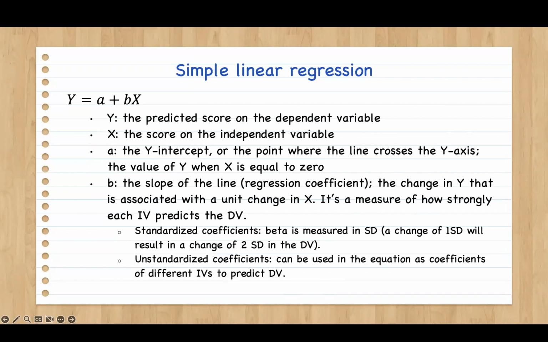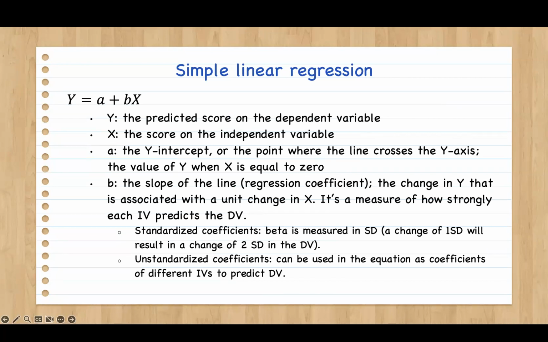So mathematically, the line is described with an equation for a straight line. This slide is super important. It is the mathematical basis for learning linear regression. So the requirement is to remember the meaning of these letters. Y equals a plus b times x. Y is the predicted score of the dependent variable. X is the score on the independent variable.